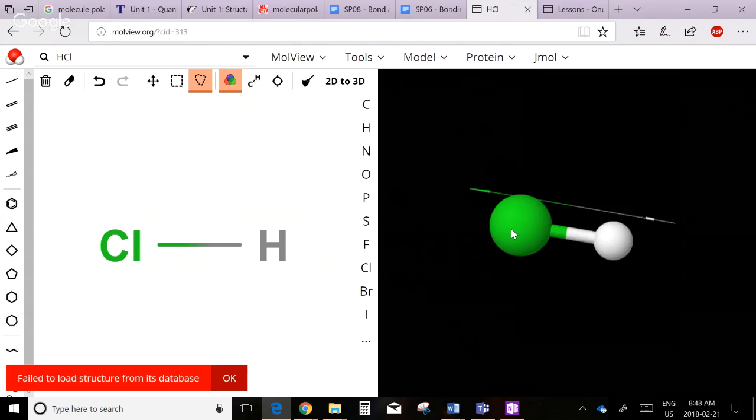So it shows the dipole, and the dipole points towards the negative side of the molecule. It points to where the electrons naturally want to spend their time. Yeah?